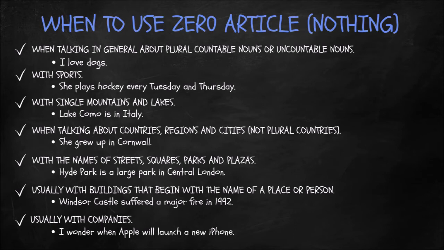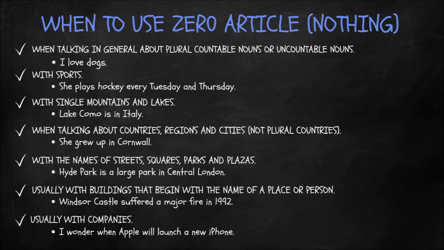Okay, the next point is with sports. Maybe you use an article in your first language, but in English, no article with sports. She plays hockey every Tuesday and Thursday. We also do not use an article when we are talking about single mountains and lakes. So you remember in the previous slide, we used the with mountain ranges like the Rocky Mountains, but with single mountains like Mount Everest, we don't. That's confusing, isn't it? And also with single lakes too. So Lake Como is in Italy.